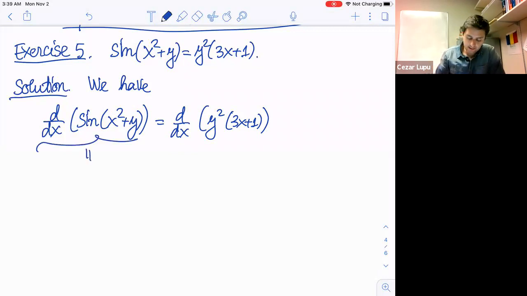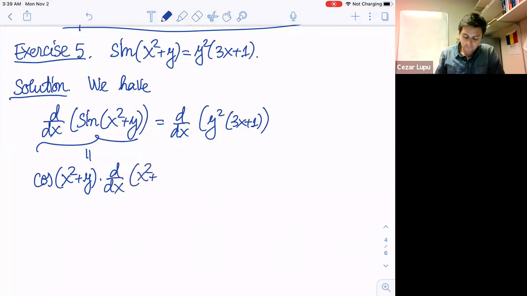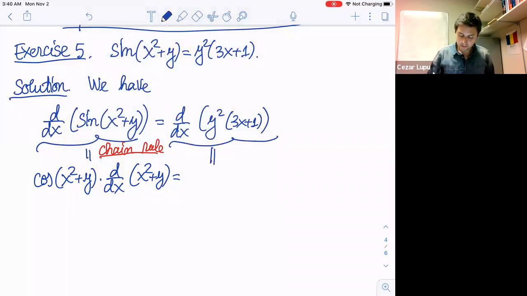This guy will be nothing else than just the cosine. So we know that the derivative of sine is cosine, but it will be the cosine of x squared plus y times the derivative, so d over dx of x squared plus y. And now let's see here again, here we apply the chain rule. And here we will apply in first instance the product rule. So this guy here, like I said, here we will apply the product rule. And this would give me the following.